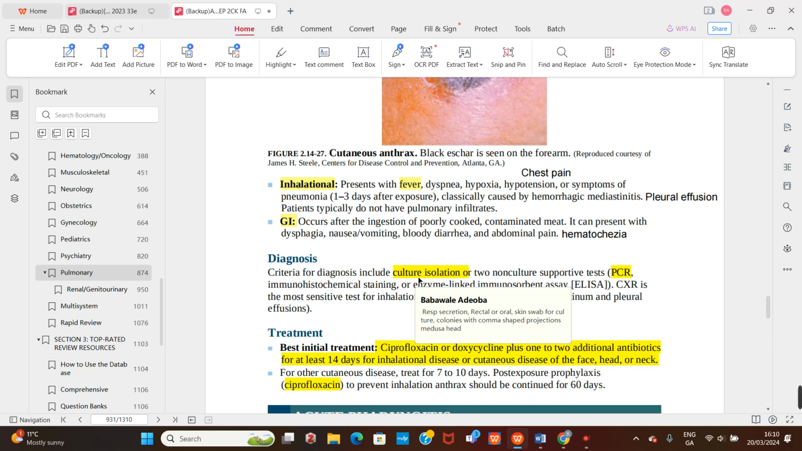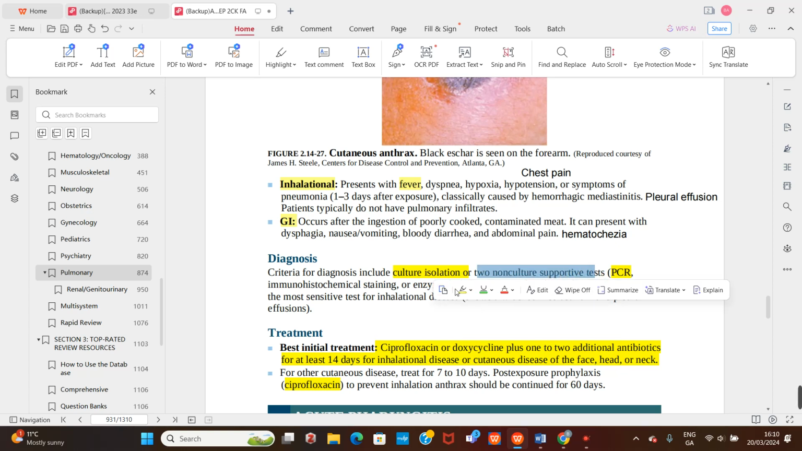If you are not doing the culture, you can use two non-culture tests out of the three, including PCR, immunohistochemistry, or ELISA. So PCR is very straightforward. You are just analyzing the gene sequence. Once you do your gene amplification, and it's in keeping with what you have for anthrax, you keep it. You can combine that with immunohistochemistry, in which you are trying to check for antibody to a certain protein.